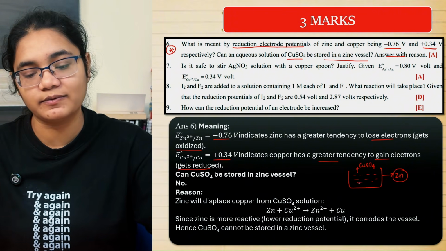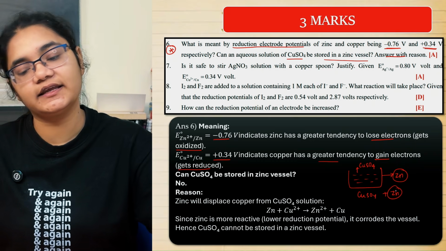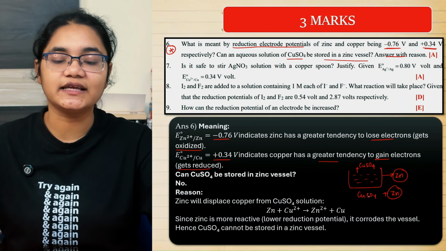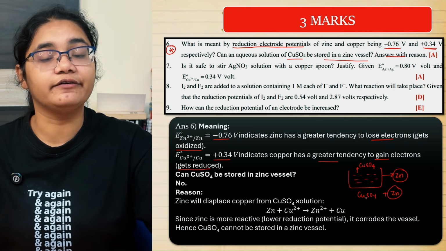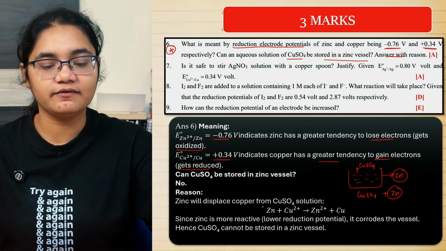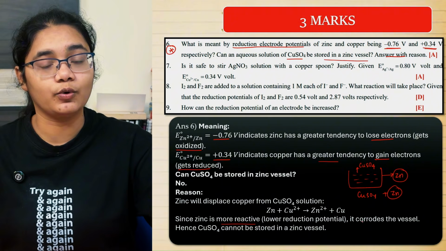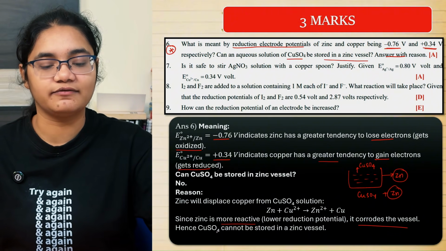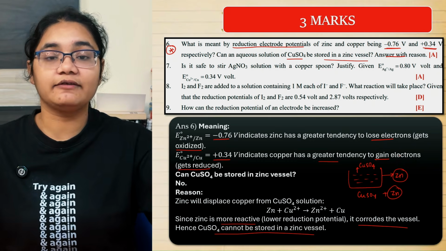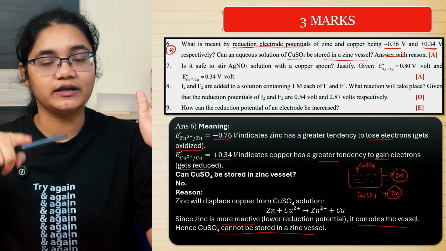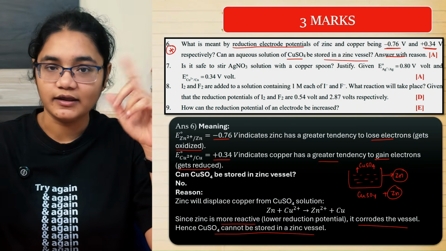So if you have copper sulfate and zinc, obviously zinc is more reactive than copper. So zinc will displace the copper from its solution. Okay, it will easily reduce the copper. So zinc will displace copper from copper sulfate solution. Since zinc is more reactive, with lower reduction potential, it corrodes the vessel, hence copper sulfate cannot be kept in a zinc vessel. Okay, the reverse can happen. Zinc sulfate can be stored in a copper vessel, but not the inverse one.